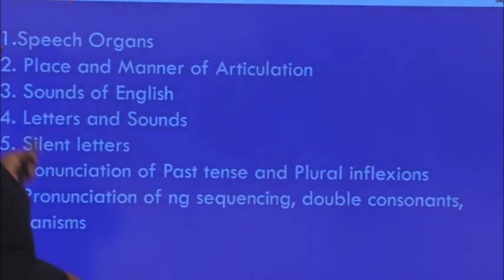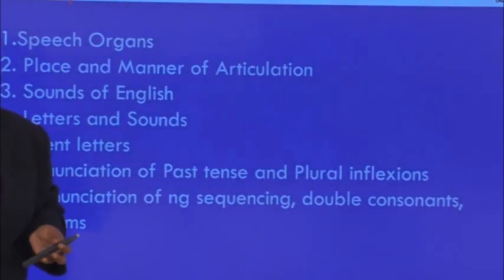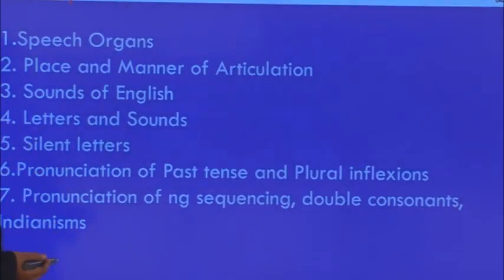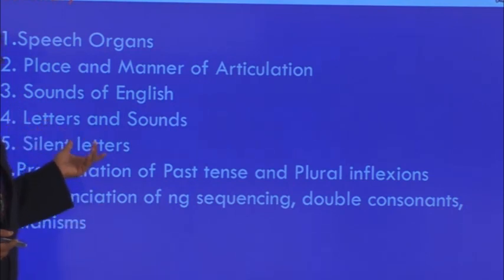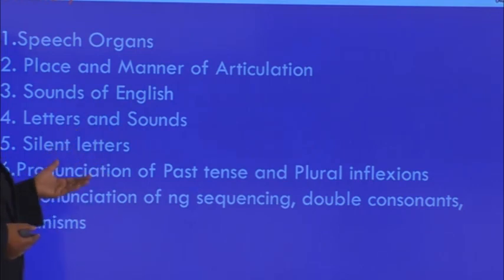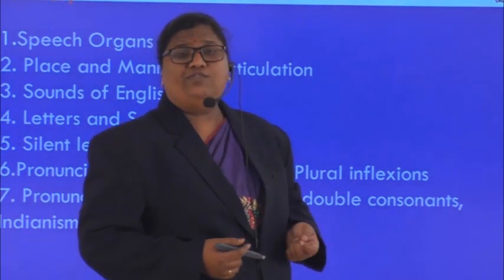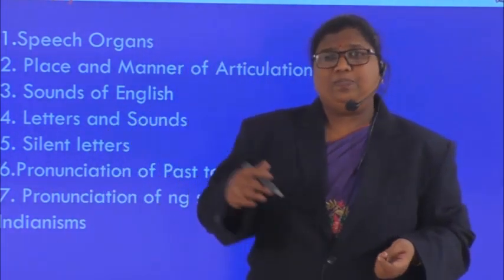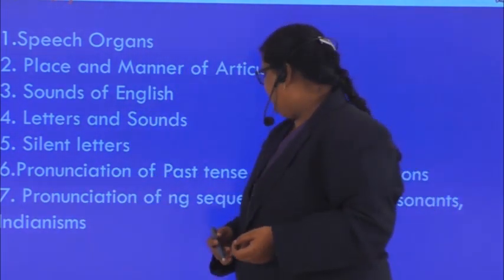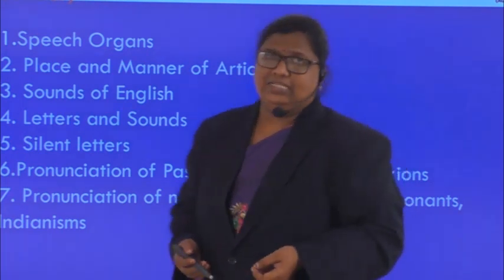Right. So today in these two sessions, I've explained to you what the speech organs are, and then place and manner of articulation. After that, the sounds of English, and then letters and sounds, and how many silent letter rules there are, which you have learnt. After that, pronunciation of past tense and plural inflections, followed by NG sequencing, and then you have ended with double consonant letters.